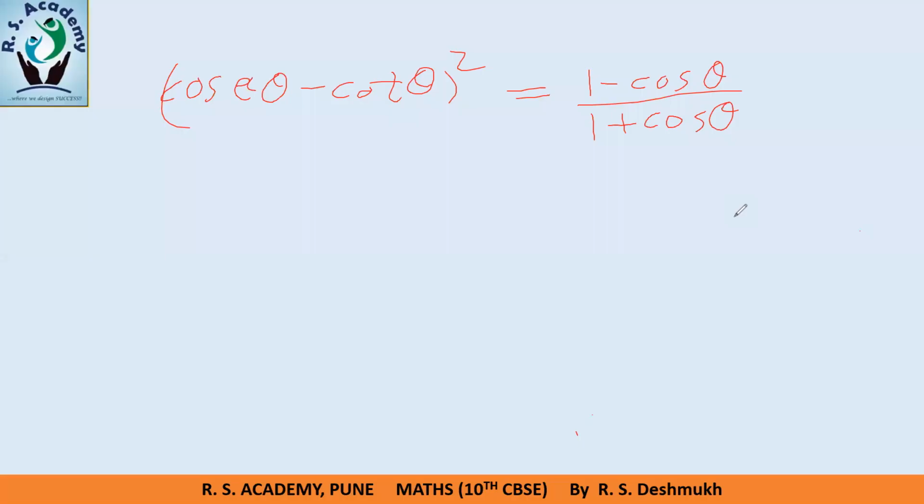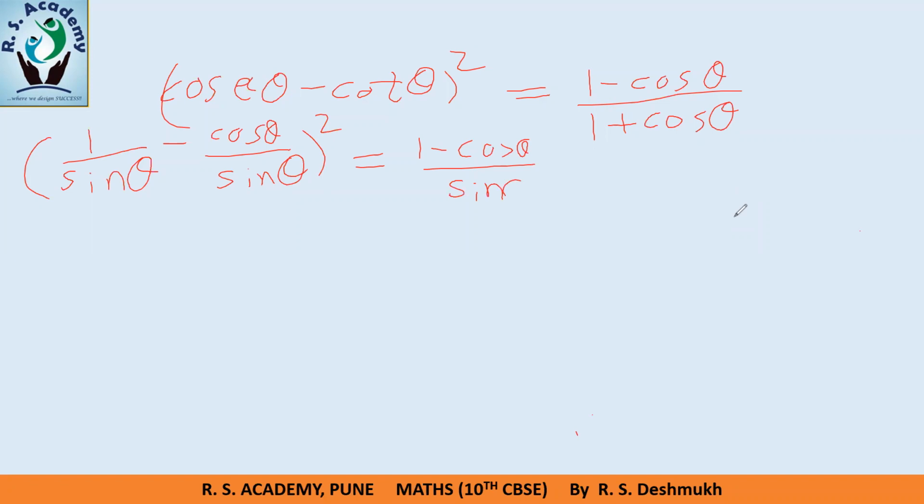Prove that cosec theta minus cot theta bracket square is equal to 1 minus cos theta upon 1 plus cos theta. I will just convert into simple terms, so I will say cosec theta is nothing but 1 upon sin theta, minus cot theta is nothing but cos theta upon sin theta, whole bracket square. So it will become 1 minus cos theta upon sin theta bracket square. As the denominator is same, I have just subtracted the numerator. So 1 minus cos theta, I keep it as it is. It is 1 minus cos theta bracket square upon sin square theta.